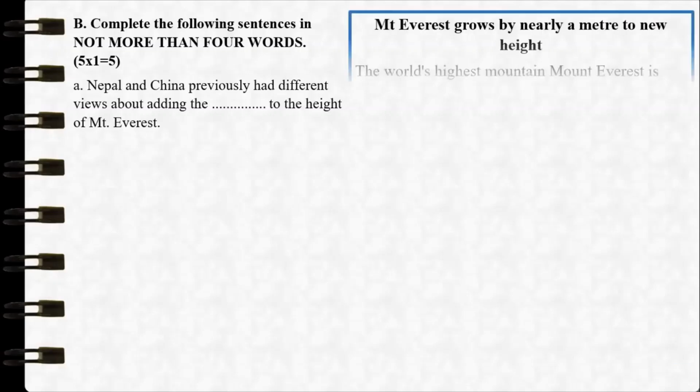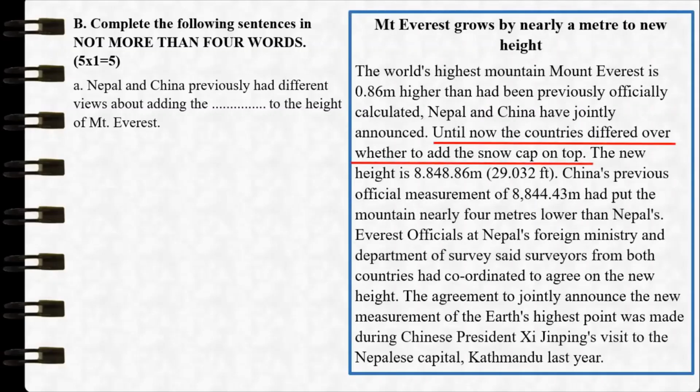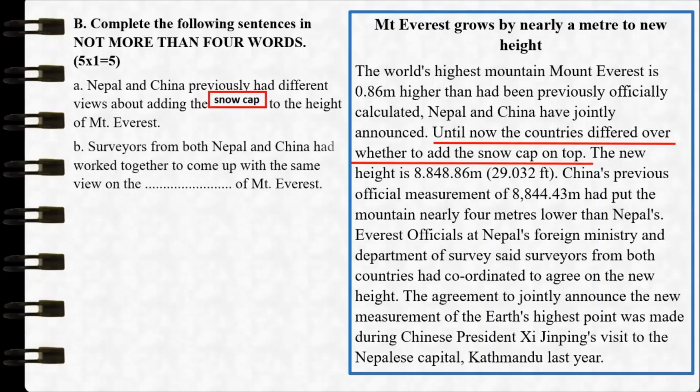Nepal and China previously had different views about adding the dot to the height of Mount Everest. Adding is a very important keyword for you. And when you find that, yes, in the passage in the beginning, until now the countries differ over whether to add the snow cap on top. Snow cap. So the correct answer is snow cap.